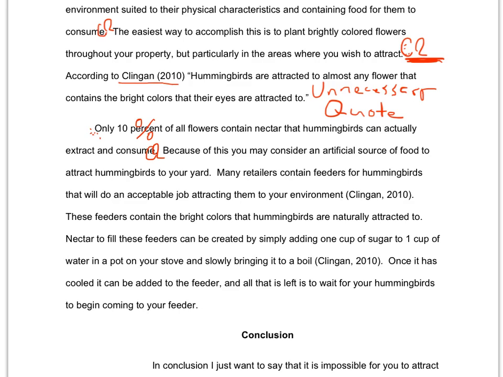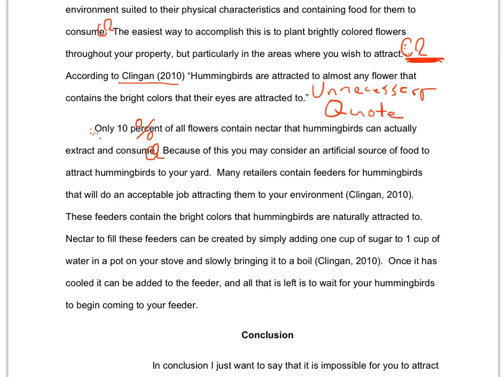Many retailers contain feeders for hummingbirds that will do an acceptable job of attracting them to your environment. And then a citation. It's great. It's borderline whether it needs one, but you probably got that information from him anyway, so it's best to put it in there. So, these feeders contain bright colors that hummingbirds are naturally attracted to. Maybe need a citation there, maybe not. I'd probably let you get away with that.